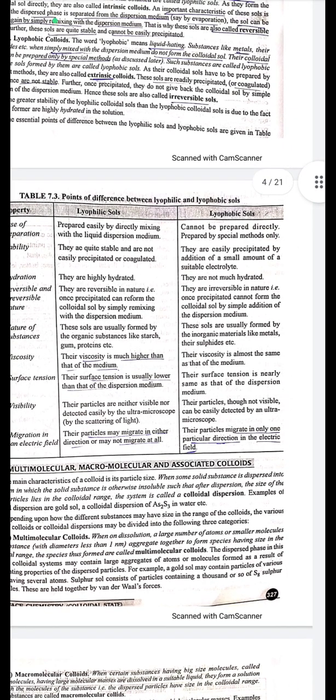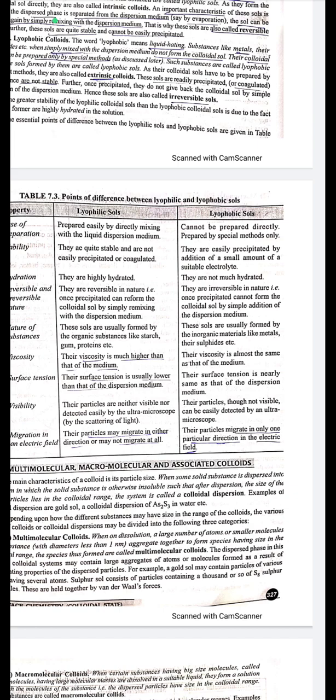Lyophobic sols cannot be prepared directly, but only by special methods. They are easily precipitated by the addition of a small amount of a suitable electrolyte. They are not much hydrated. They are irreversible in nature, that is, once precipitated they cannot form the colloidal sol by simple addition of the dispersion medium. These sols are usually formed by inorganic materials like metals, their sulfides, etc.